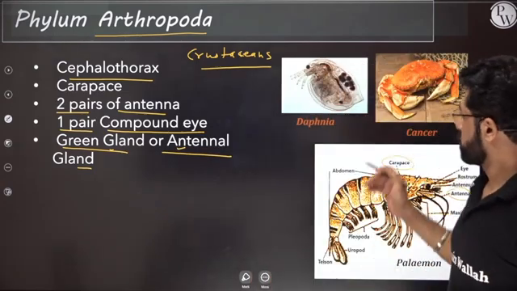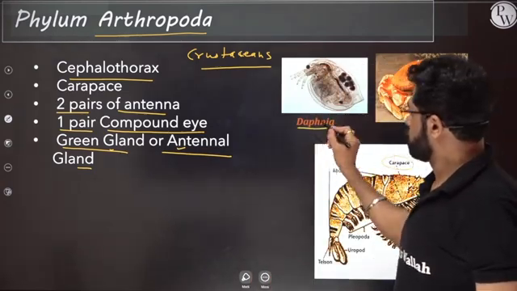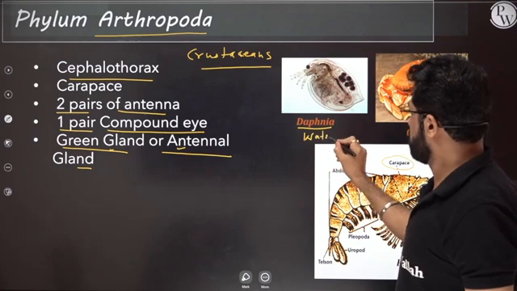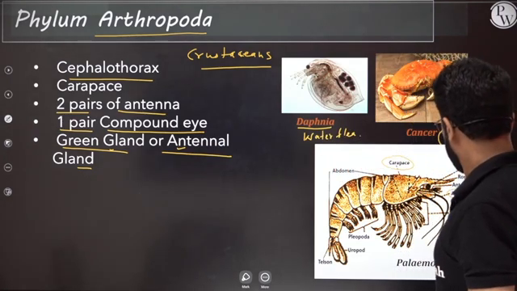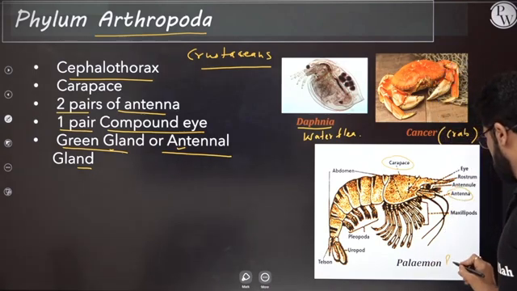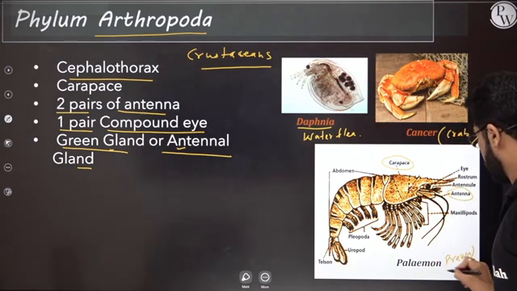Got it? This is Daphnia, the water flea. Cancer is the crab, and Palaemon is the prawn. Common names, please remember that.